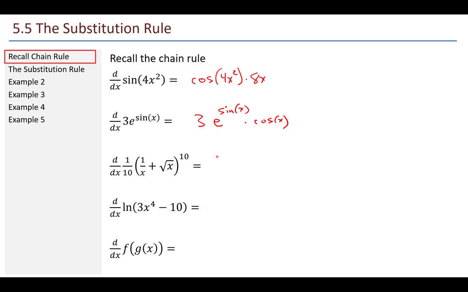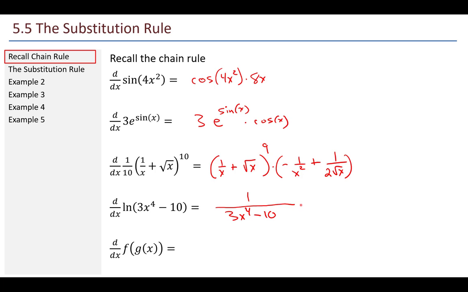Now here I have a 1/10, so that when the 10 comes out front, that'll just give me 1. And I have a bunch of stuff to the 9th. The inside stays unchanged, 1 over x plus the square root of x. And now I multiply times the derivative of the inside, negative 1 over x squared plus 1 over twice the square root of x. How about logs? Do you remember the derivative of a natural log? So it's 1 over the argument, 3x to the 4 minus 10, times the derivative of that thing. So maybe in the numerator, I'll just put 12x cubed.